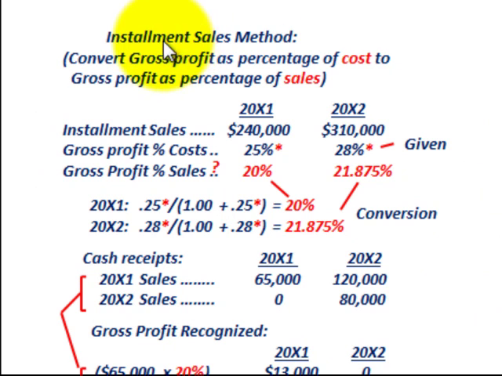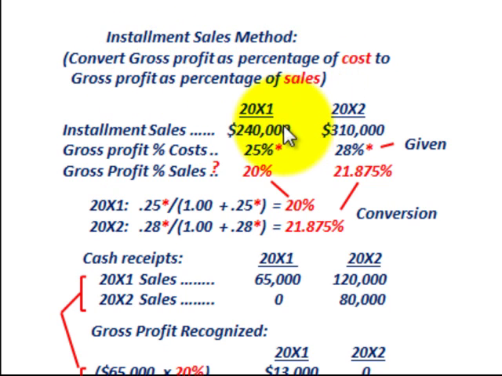What we're going to be going over here is the installment sales method, and we're going to be looking at an example where we have to convert our gross profit as a percentage of cost to gross profit as a percentage of sales. Sometimes you're calculating all your gross profit as a percentage of cost. But when you're using the installment sales method, you have to use the gross profit as a percentage of sales.